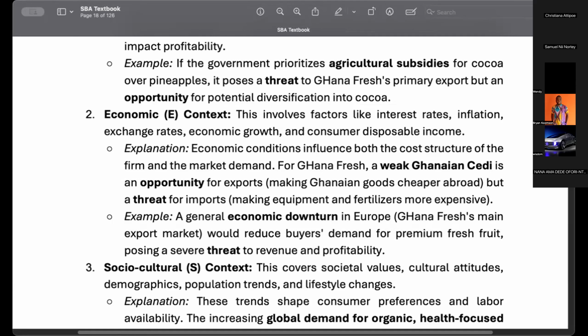But it's a threat for imports, because if you need imports, like cars, tractors and equipment to come and use, it may cost you more. I remember that in the previous government, they said that if you're importing anything that's going to be used on a farm, agricultural equipment, they tend to waive some of the taxes from it.